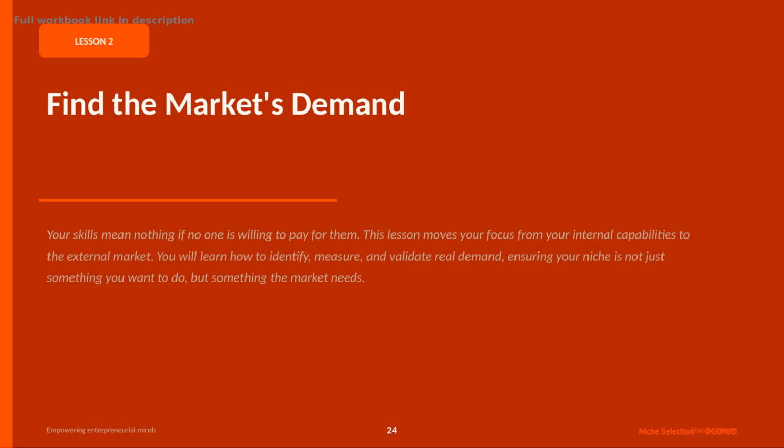Lesson 2 is find the market's demand, and it starts with a hard truth. Your skills mean nothing if nobody's willing to pay for them. This one only works if you've already written out your personal asset inventory from Lesson 1. Specifically the zone of genius skills you circled, because every problem you're about to research has to trace back to something you're actually equipped to solve, or you'll end up validating a market you can't serve.